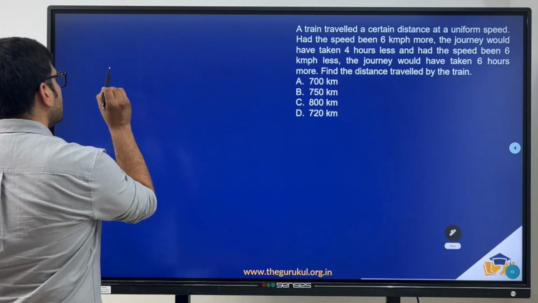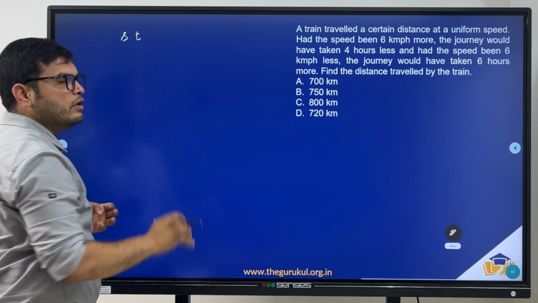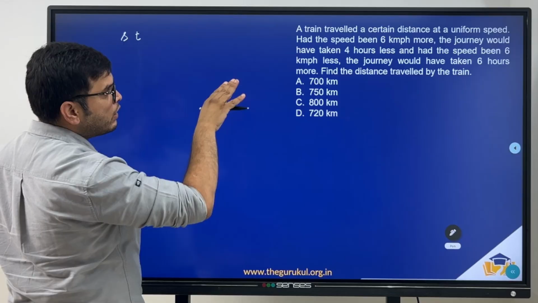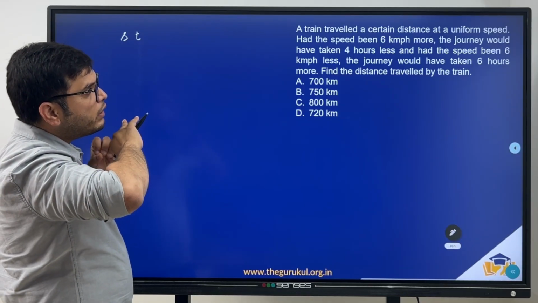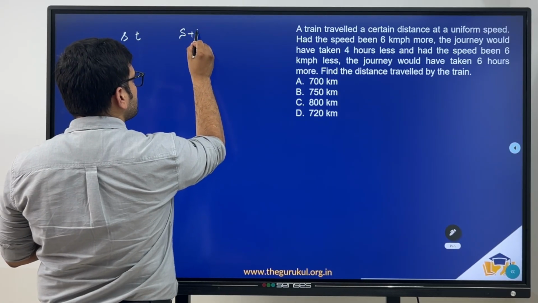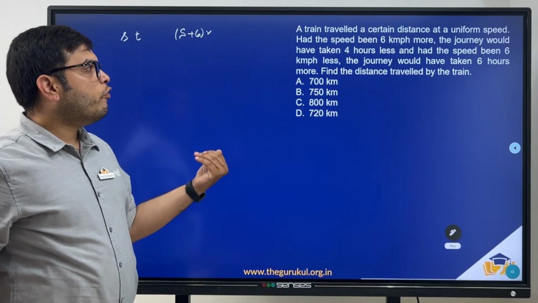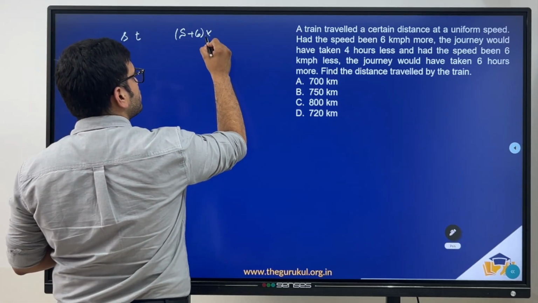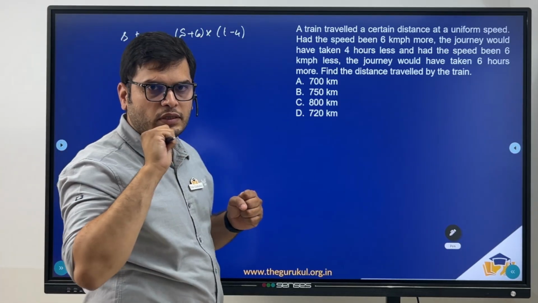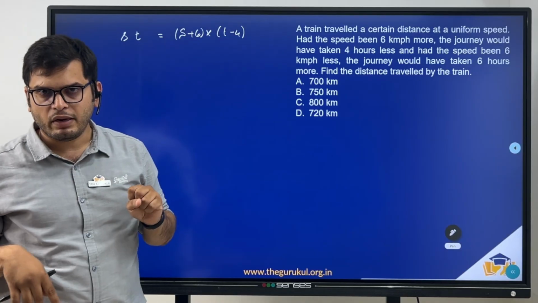Right. So let me consider the usual speed of the train as s and the usual time taken as t. So the total distance is nothing but s into t. Right. So in the first case, the speed is increased by 6 kmph. So if the speed is s plus 6 kilometers per hour, the journey would have taken 4 hours less. That means the time taken would be t minus 4, and they are covering the same distance in this case, right? So s into t, the distance, is equal to s plus 6 into t minus 4, right?